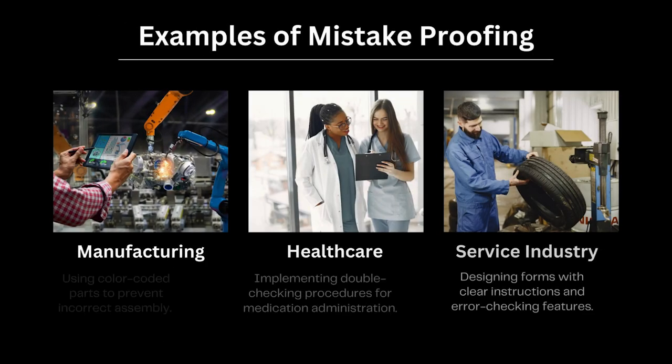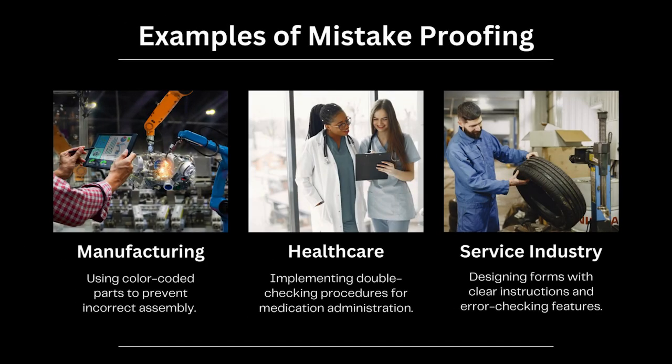Examples of mistake proofing. First, manufacturing using color-coded parts to prevent incorrect assembly. Second, healthcare implementing double-checking procedures for medication administration. Third, service industry designing forms with clear instructions and error-checking features.